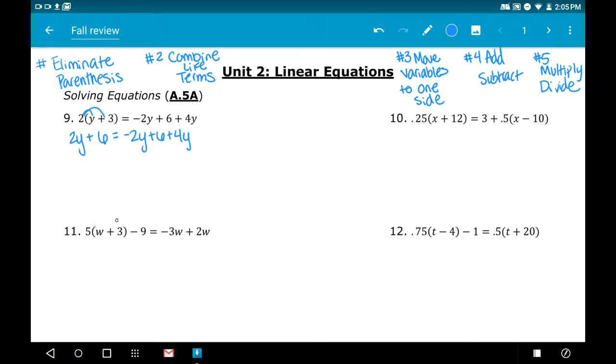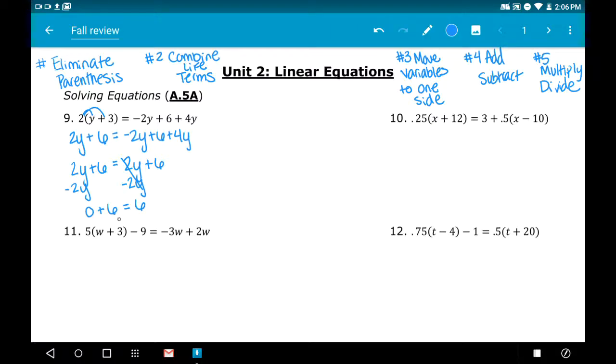Second step is combine like terms. So on this side, I don't have any like terms, but on this side, I have negative 2y plus 4y. So this will become 2y plus 6 equals negative 2y plus 4y is 2y. So we have 2y plus 6 equals 2y plus 6. Our third step is move variables to one side. So I'll take this one over here. And to move it to the other side, I subtract 2y. So those will cancel out, and we get 2y minus 2y equals 0. So I have 0 plus 6 equals 6.